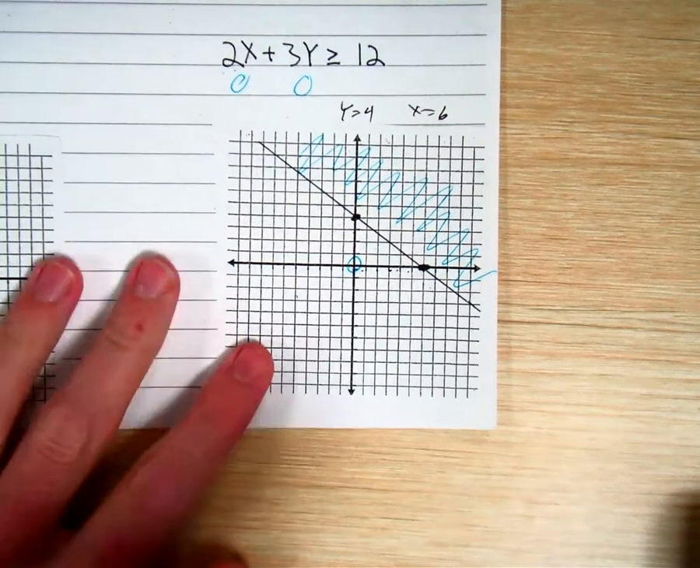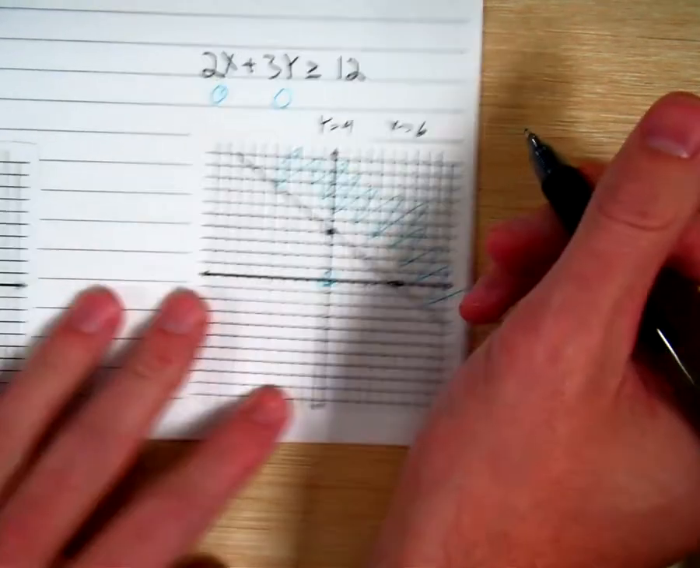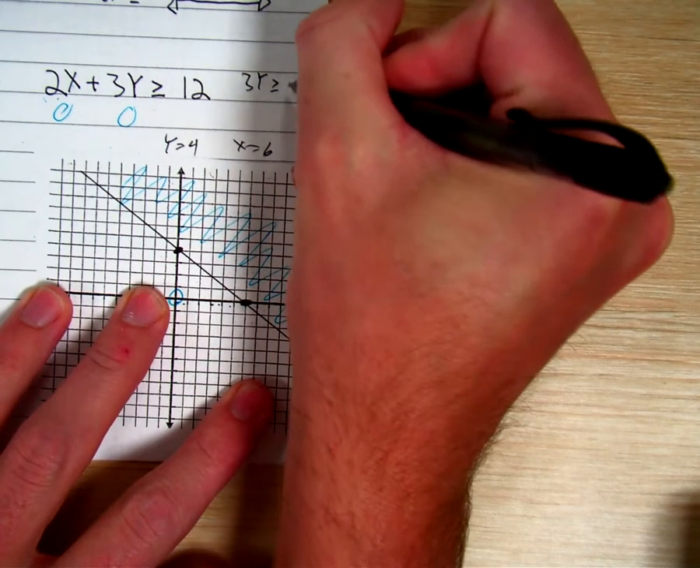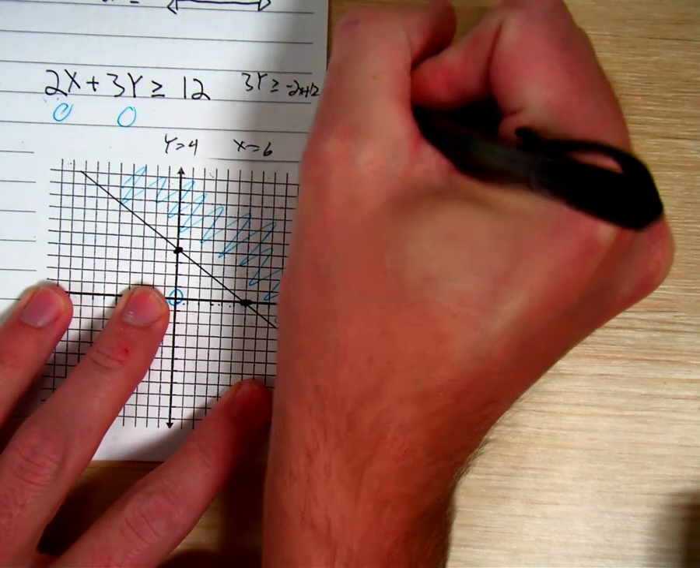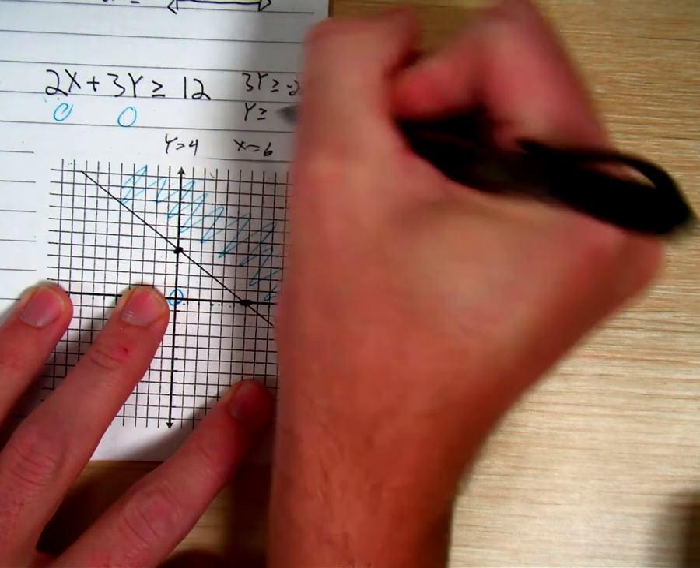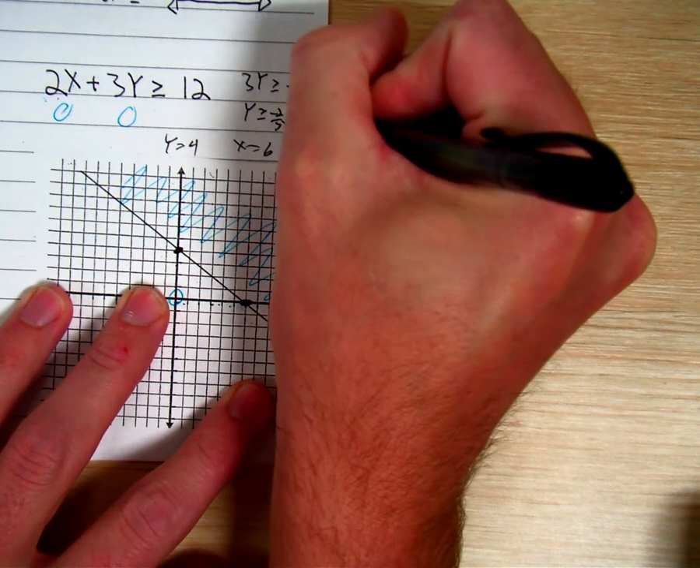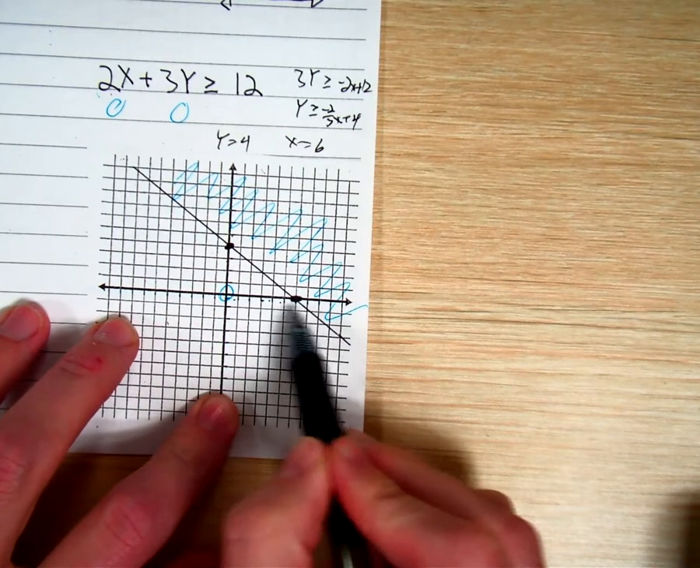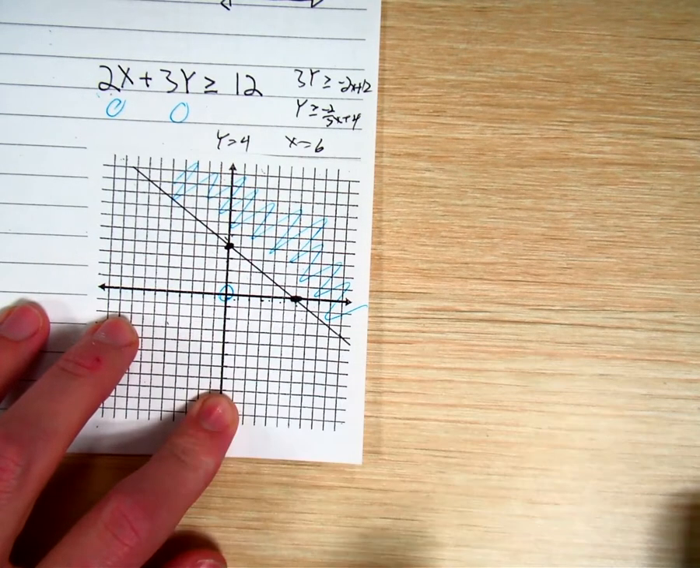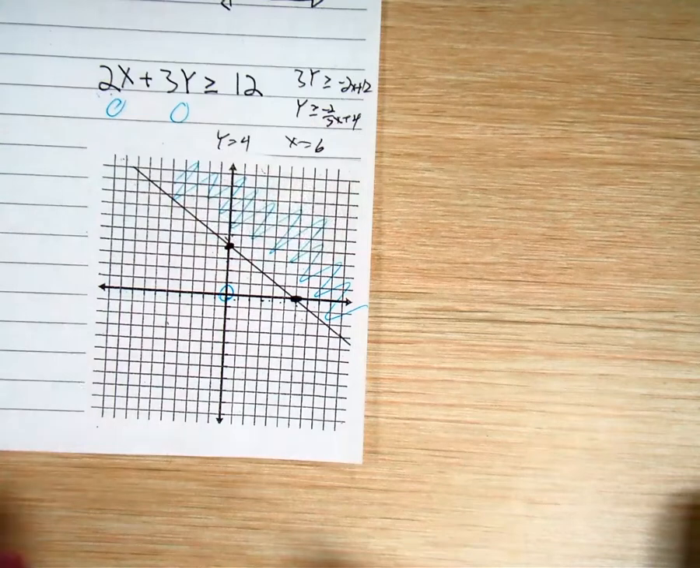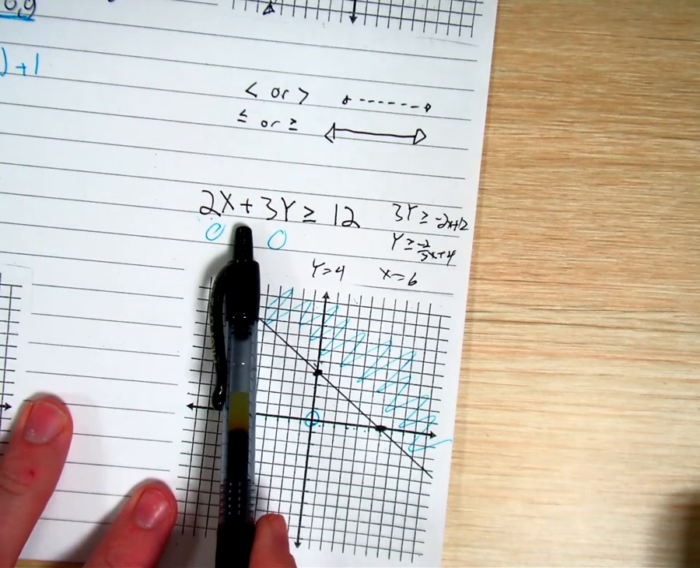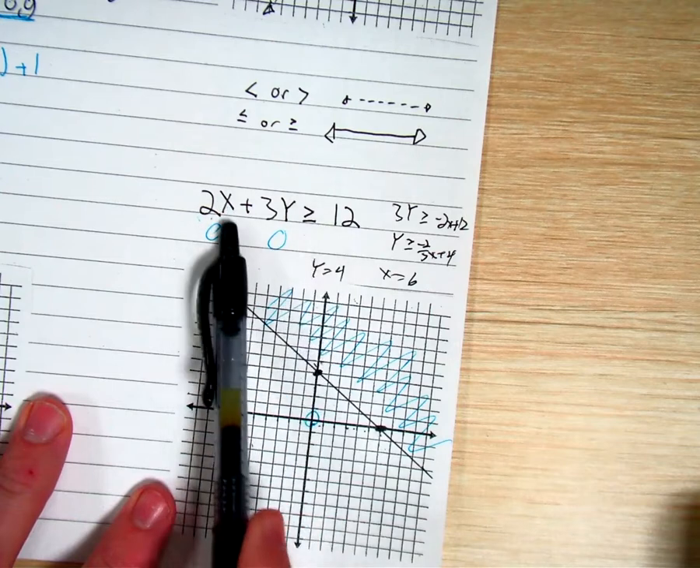If you would have rearranged it, gotten y by itself, 3y greater than or equal to negative 2x plus 12, y is greater than or equal to negative 2/3 x plus 4. We would have started at 4, down 2 over 3, down 2 over 3, still have the same points, and we would have known to go up. But like I said, sometimes it gets a little funny if there's a negative here or a negative there, or both of them are negative. It gets a little weird.